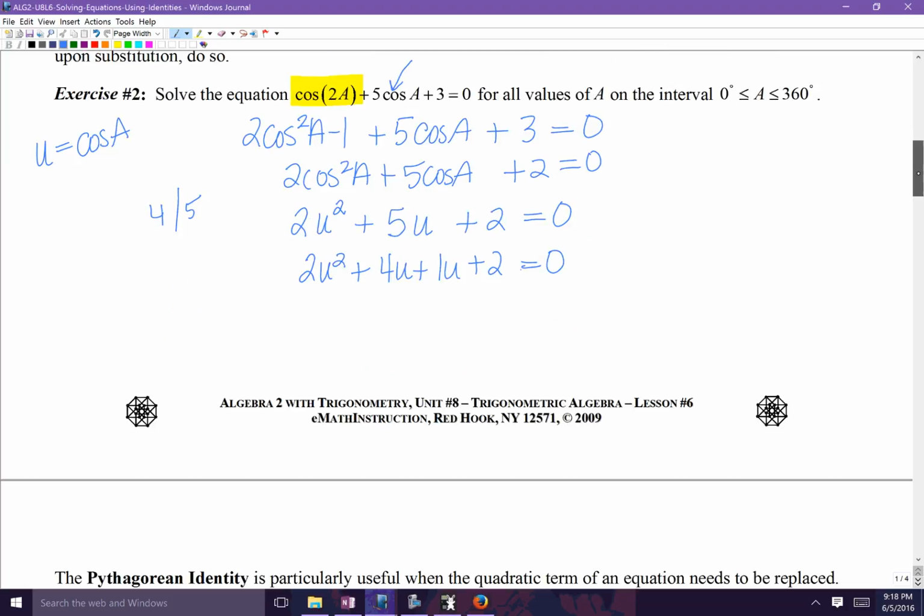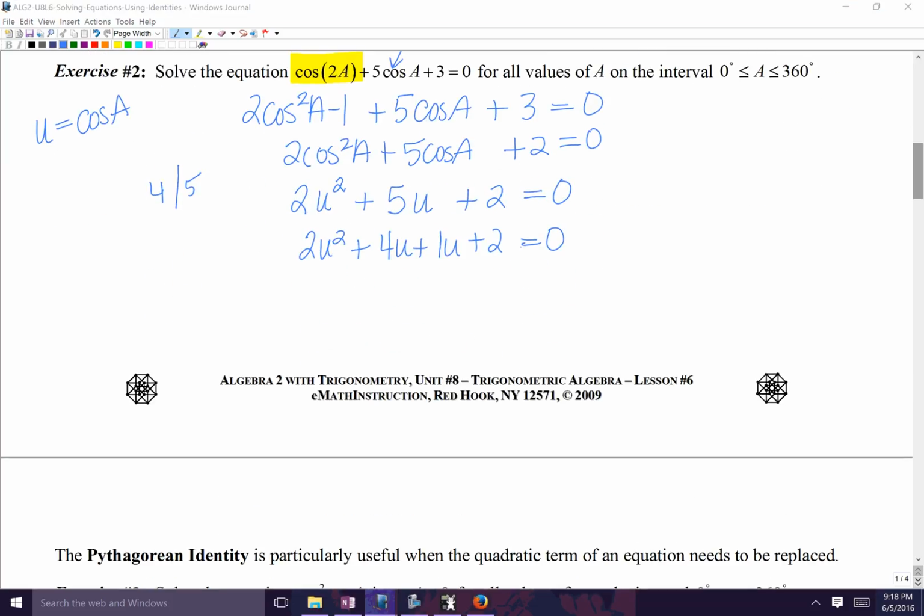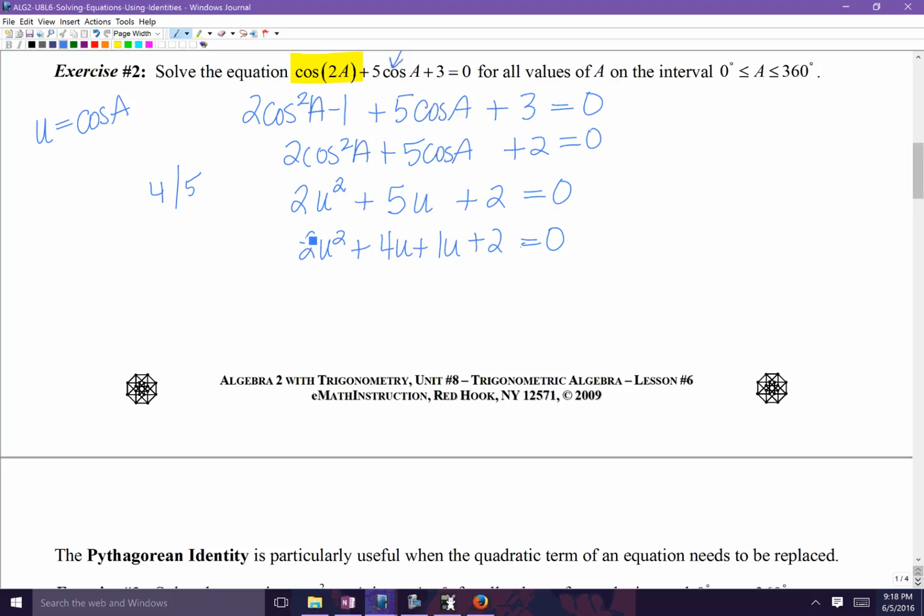Now, since there are 4 terms, I'm going to factor it by grouping. So first, I'm going to group these guys together. These guys are both divisible by 2u, leaving me with u plus 2. Then I look at the next one. I have a 1u plus 2. Their only common factor is a 1. I know I factored by grouping correctly because I have the u plus 2. And then I can put the u plus 1 in a parenthesis.